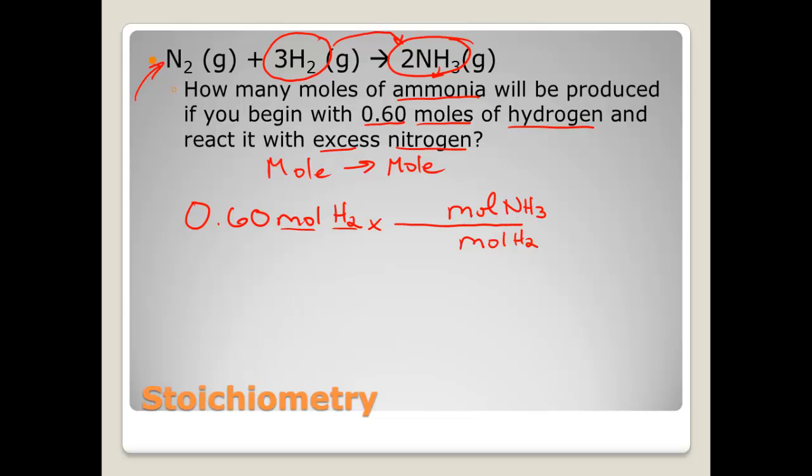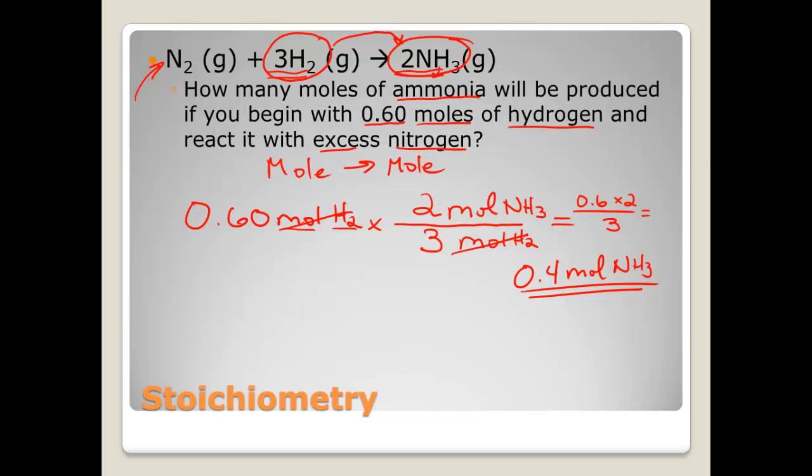Now, I told you that there's 3 moles of hydrogen for every 2 moles of ammonia. 3 moles of hydrogen for every 2 moles of ammonia. That's our recipe. So therefore, in our recipe, our moles of hydrogen are going to cancel out. So it's basically 0.6 times 2 divided by 3. So it comes out to be 0.4 moles of ammonia. That's how much ammonia we will produce if we start with 0.60 moles of hydrogen.